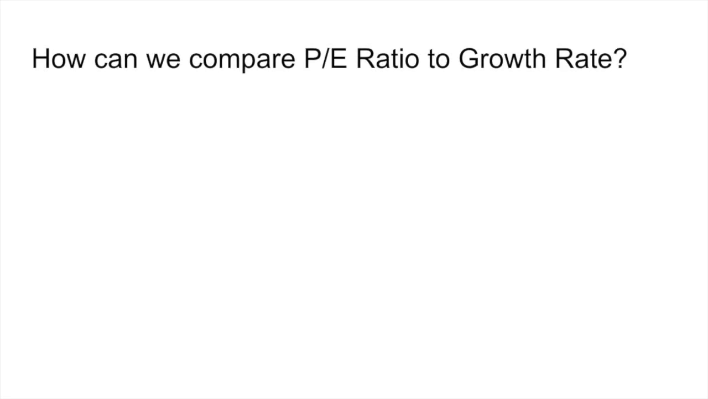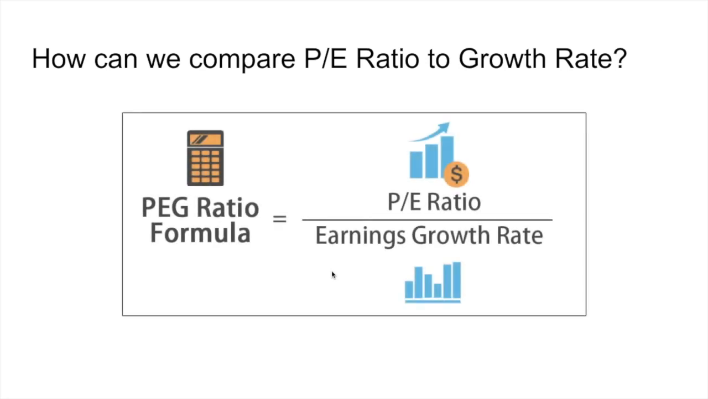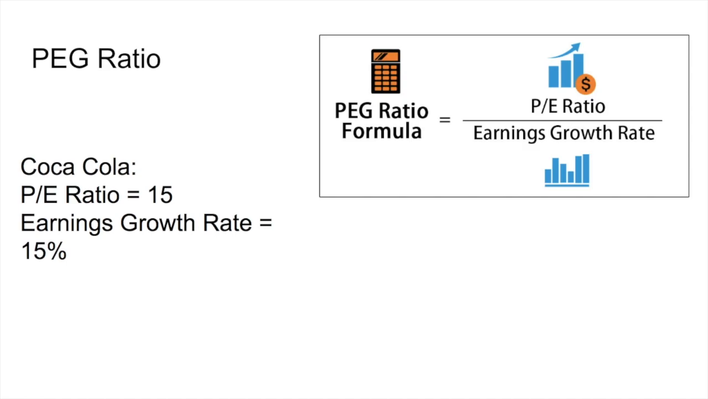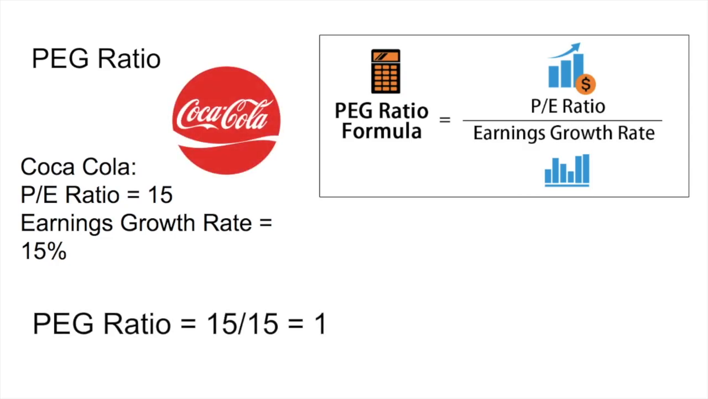So, how can we compare the PE ratio to the company's earnings growth rate? Thankfully for us, there's a ratio for that. It's called the PEG ratio. And the PEG ratio is the PE ratio divided by the earnings growth rate. If we take Peter's example of Coca-Cola and say that they have a PE ratio of 15 and their earnings growth rate is 15%, the PEG ratio would be taken by taking 15 divided by 15, which would equal 1.